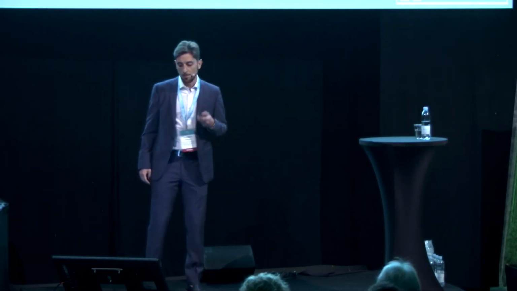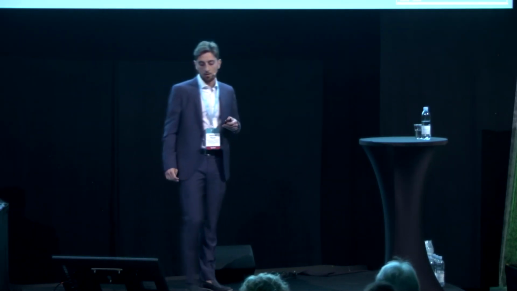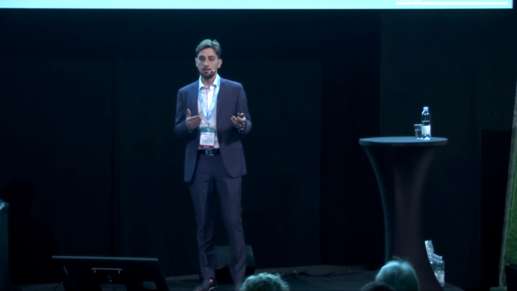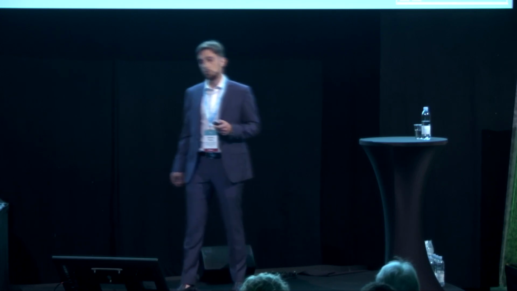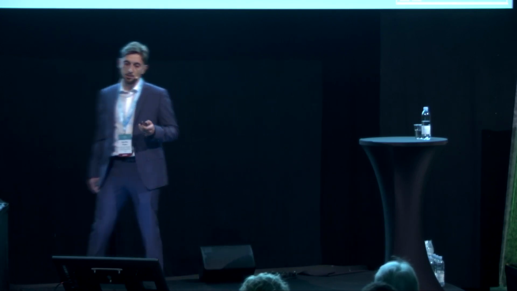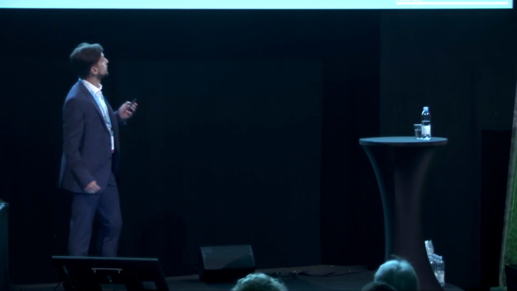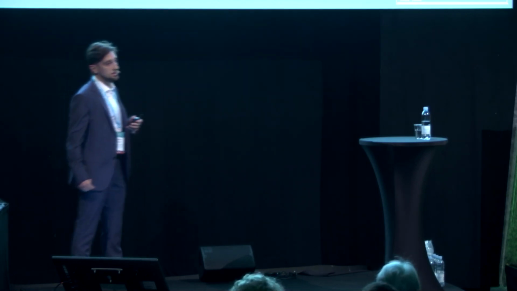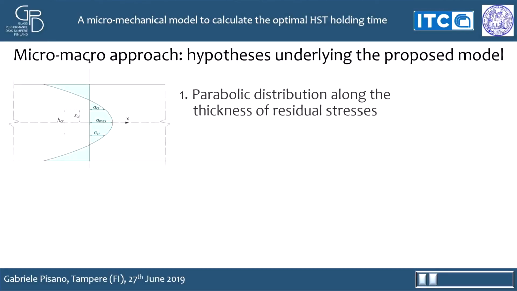So what is the probability of spontaneous collapse of a glass plate, and how the heat shock test can affect such probability is still a matter of debate. This statistical model must be considered a starting point to solve these problems. The hypotheses underlying the model are that the distribution of residual stresses is parabolic. This is a generally accepted principle.